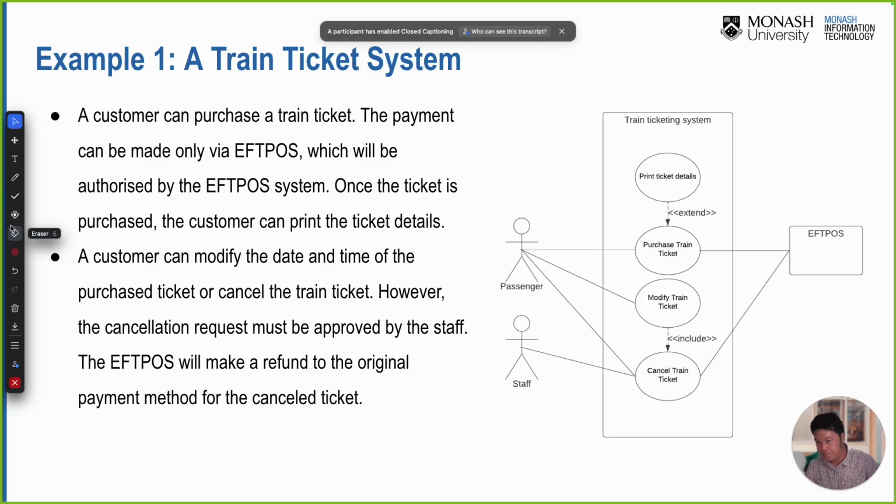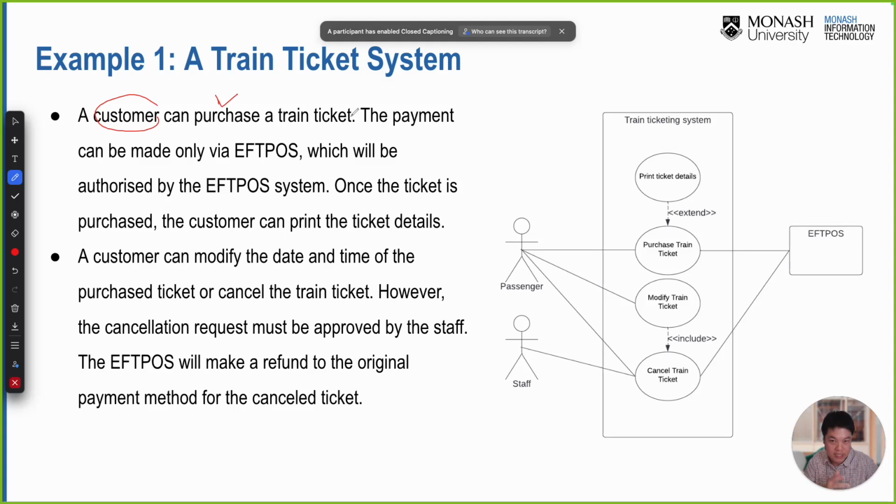This is an example, a train ticket system. First, identify the noun. Second, identify the verb. Third, draw the boundary of the system. Fourth, draw the use case. Now, identify the nouns together. A customer, this is a noun, the first actor. Can purchase, this is a verb.